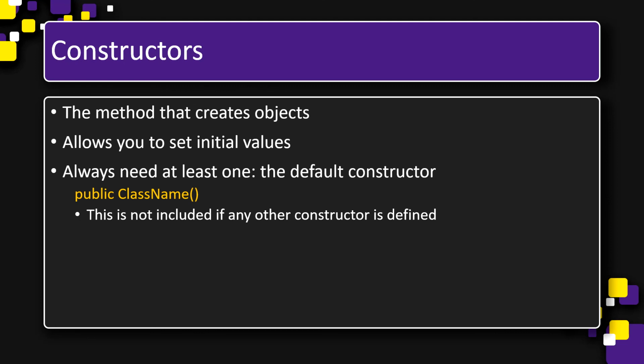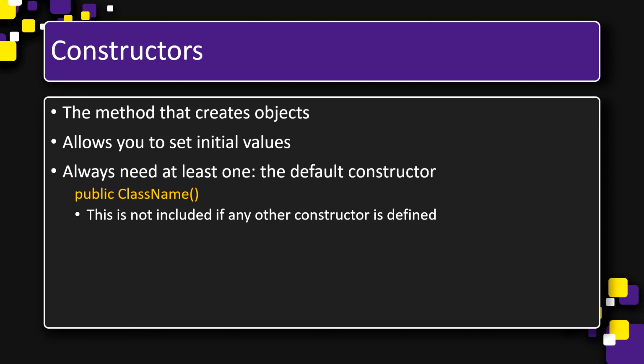You always need at least one, the default constructor. If you don't define one, this will automatically be included for you. But if you include any other constructor, then this isn't going to be included by default. It won't be defined. So we will go over what that looks like with an example, but a few more things that are important about constructors.